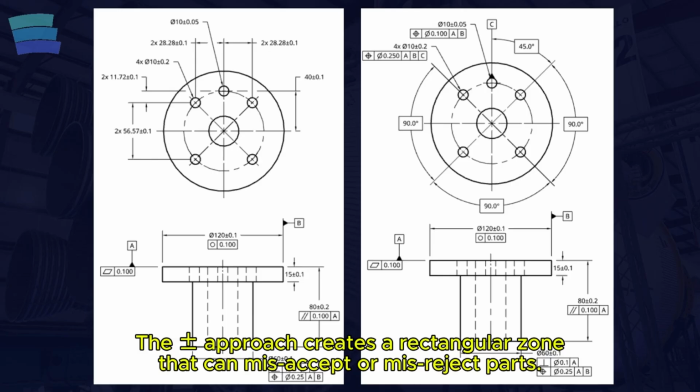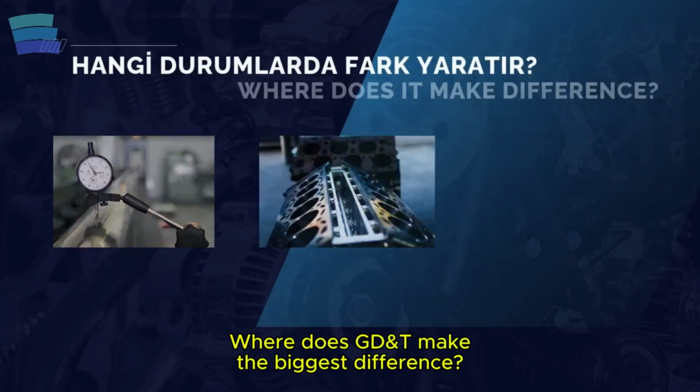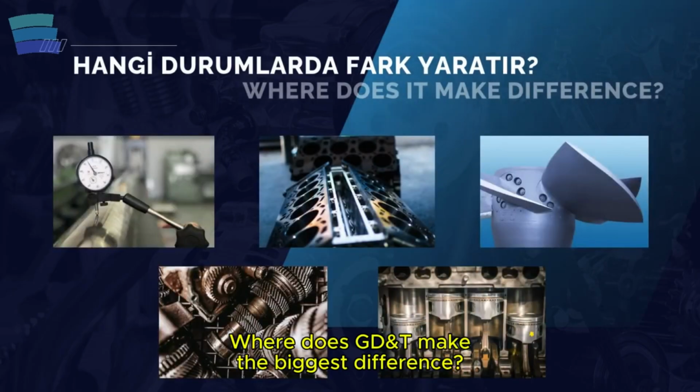In GD&T, the allowed variation is defined by a geometrically correct boundary. Basic dimensions define the theoretical target. Datums are clear. The rule is the same for everyone. The result: consistent behavior, fair decisions, and predictable assembly. In which situations does GD&T make a real difference?